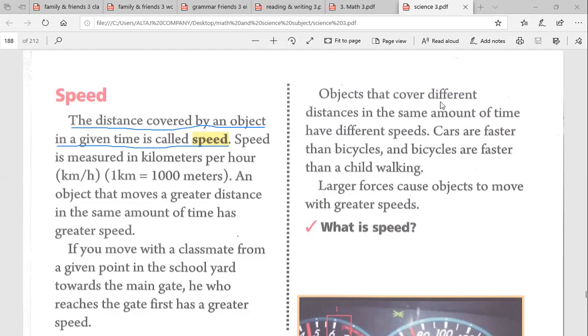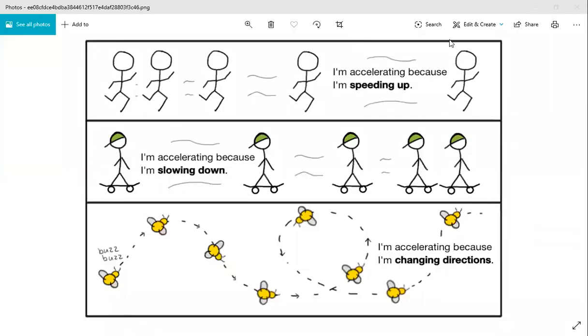Objects that cover different distances in the same amount of time have different speeds. Let me show you the diagram before I continue. Okay, so let's look at the diagram. Let's take it that all these 5 people were in this line at the same time, at the same place, and they started running.